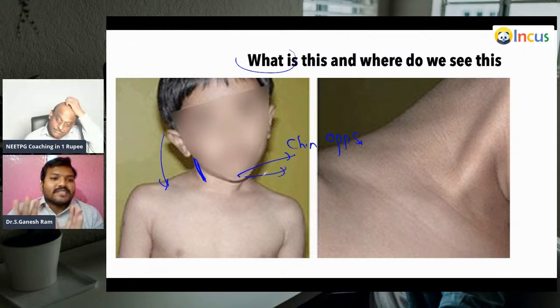Right? So sometimes we prepare everything and suddenly the examiner asks an unexpected question.